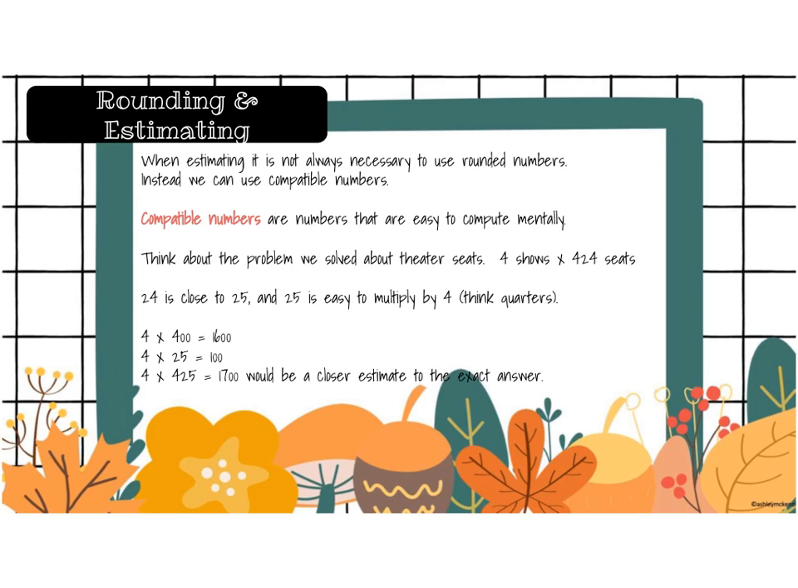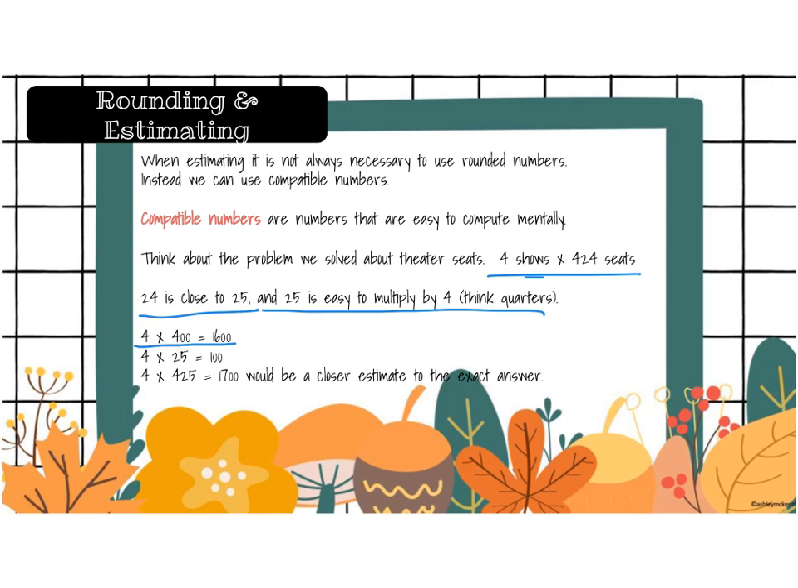All right, so compatible numbers are numbers that are easy to compute mentally, something you can do in your head quickly. Think about the problem that we solved about theater seats. We have 4 shows times 424 seats. Okay, 24 is close to 25, and 25 is easy to multiply by 4, right? If you picture quarters, then 4 times 400 is what we did a second ago, and we rounded to 1,600.